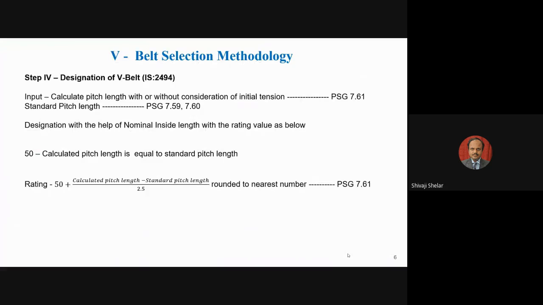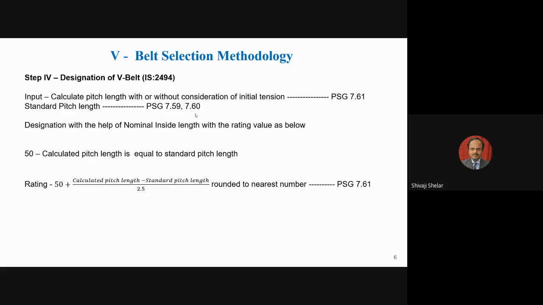So you have completed this calculation with or without. Without means only the formula. With means formula plus reduction in the length. Then there are the standard pitch lengths. These tables are available on pages 7.59 and 7.60. I'll show one such standard.